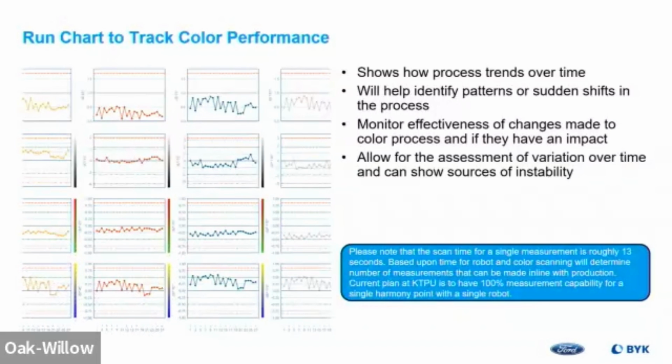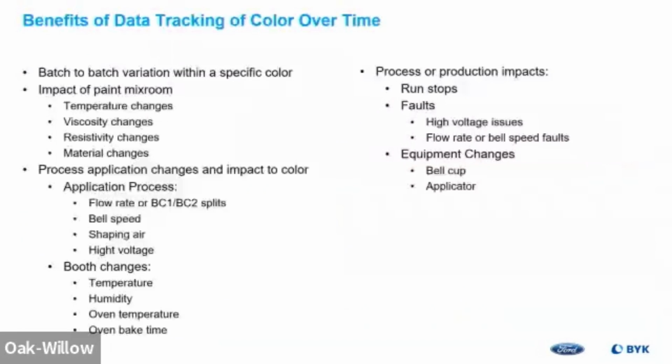And then finally, next slide, please, Ray. Just some of the benefits of run tracking, or taking a look at our process over time. We can look at batch to batch variation within a specific color. That will help with our part supplier. We can look at the impact of the paint mix room. With that data over time, we'll be able to see if temperature changes to the mix room or to our paint totes, viscosity, resistivity, or material changes have an effect.